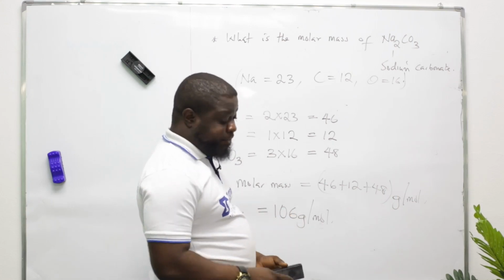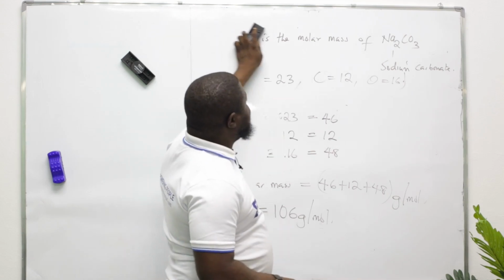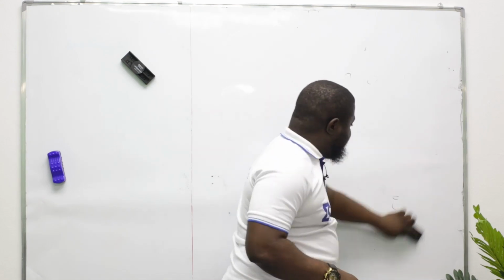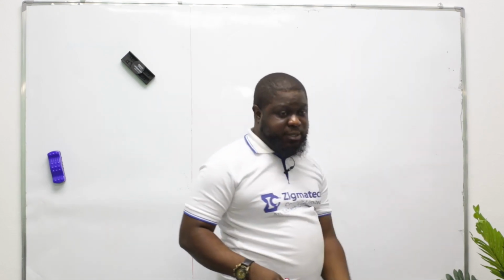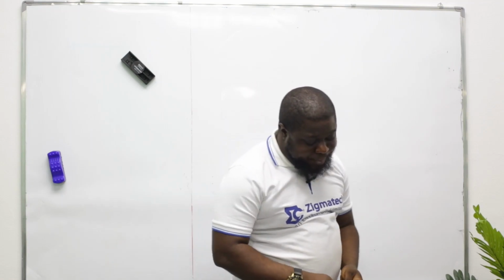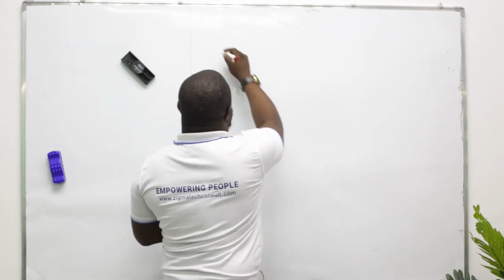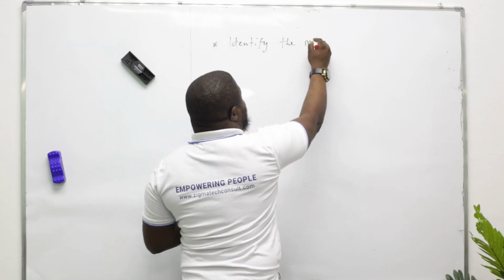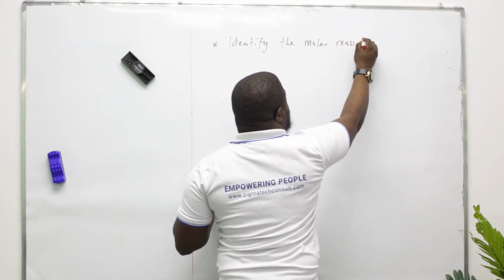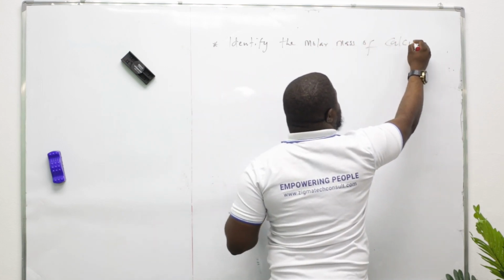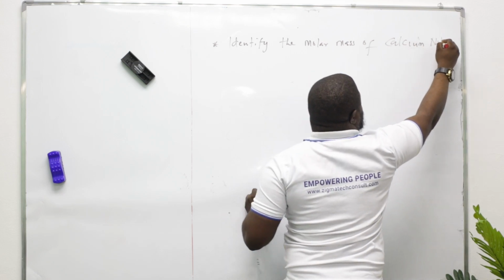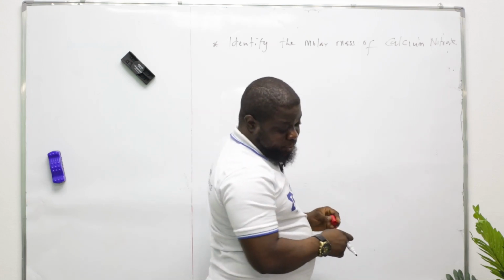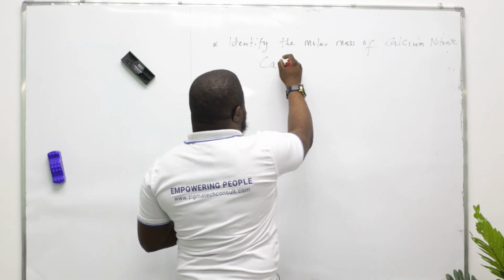Now, let's take another question on still this molar mass. One confusing question on still this molar mass. Now, they say, identify the molar mass of calcium nitrate. Calcium nitrate, CaNO3.